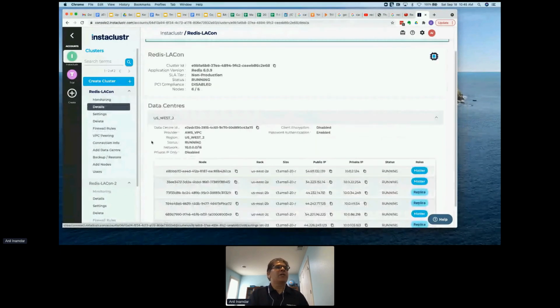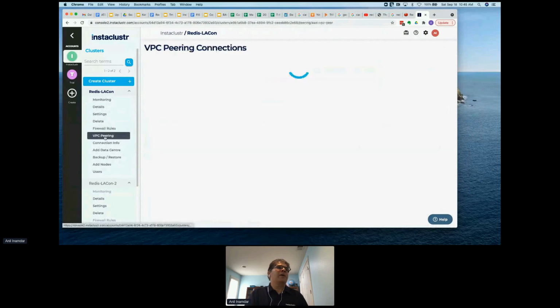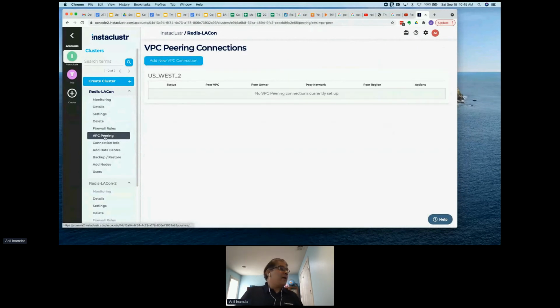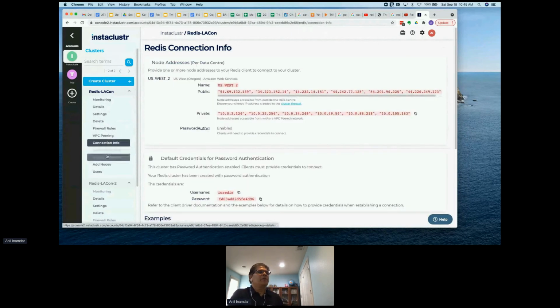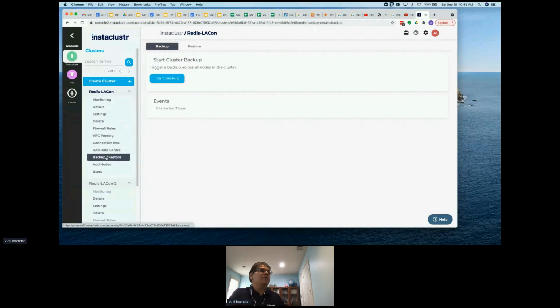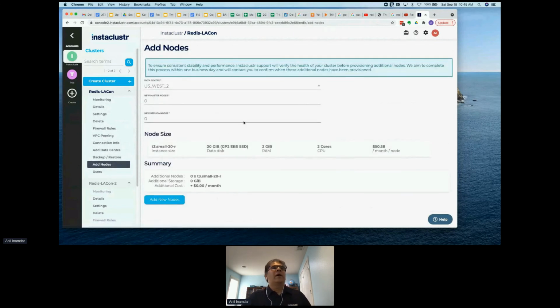This is the details of the clusters. These are the firewall rules. If you want to set up, you can set up VPC and add VPC connections. This is the connection info if you need. If you want to start backup, you can do that. If you want to add nodes, you can do that. And the bottom line is that it's a fairly easy way to start a cluster. In like 5 minutes, you will have a cluster on either Amazon or Azure or AWS. And there's an on-prem option too, but you will need to contact our tech ops to enable that.